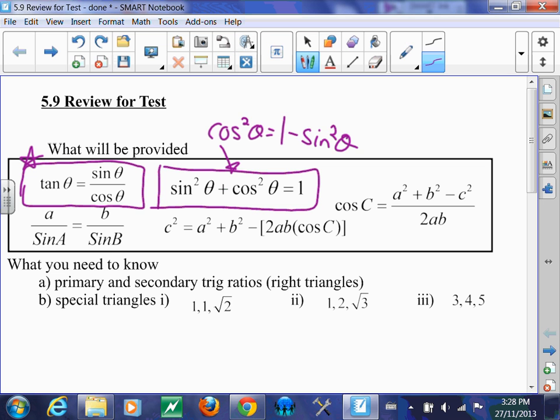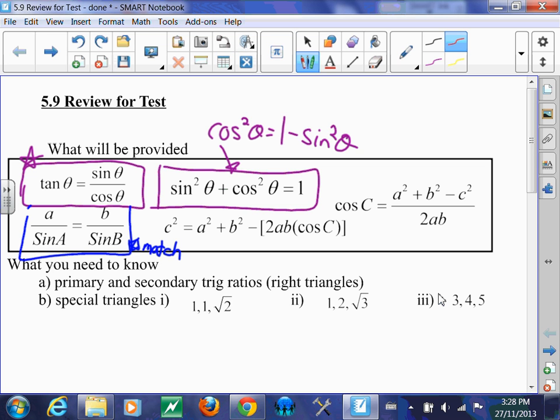Okay. The other three, ladies and gentlemen, are your oblique triangles. So this is the sine law, ladies and gentlemen. And remember, you need to have a match in order to do this. And that's where you also look for the ambiguous case.